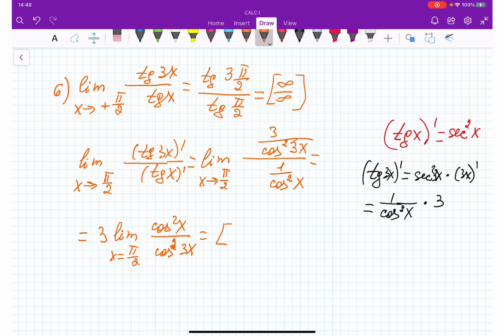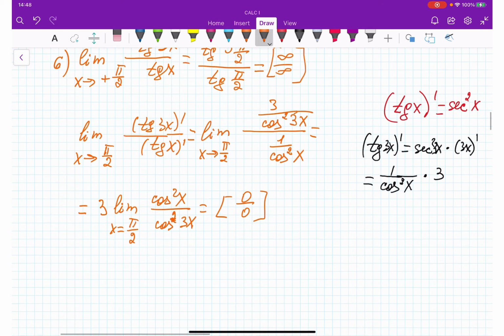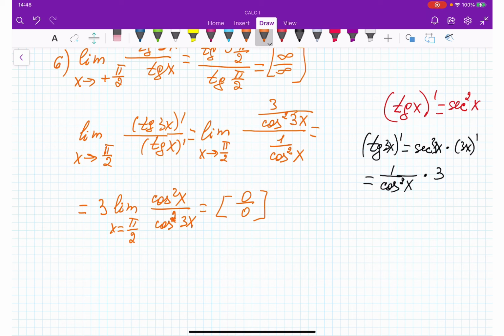Well, and we are getting 0 over 0 yet again. So what in this case? Why 0 over 0? Because cosine of half pi is 0, right? And cosine squared of 3 times half pi is the same, 0. Because it's going to be how much? 3 pi over 2, 270 degrees, right? Cosine is 0. Okay, so which means I'm going to simplify, again take another derivative, apply another L'Hopital's rule.